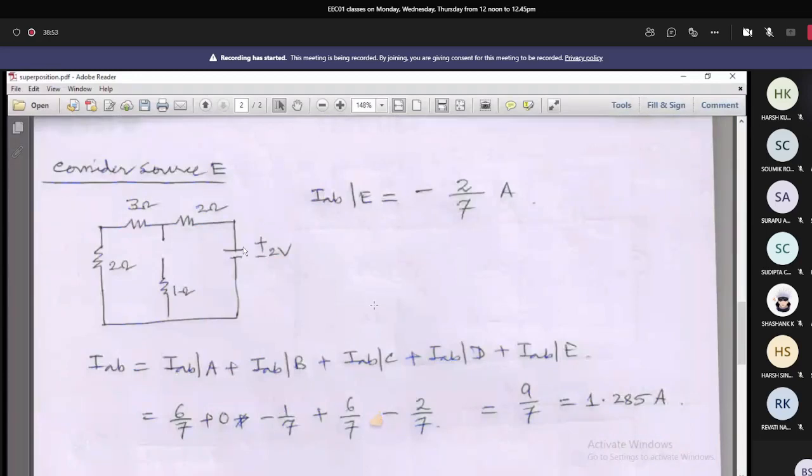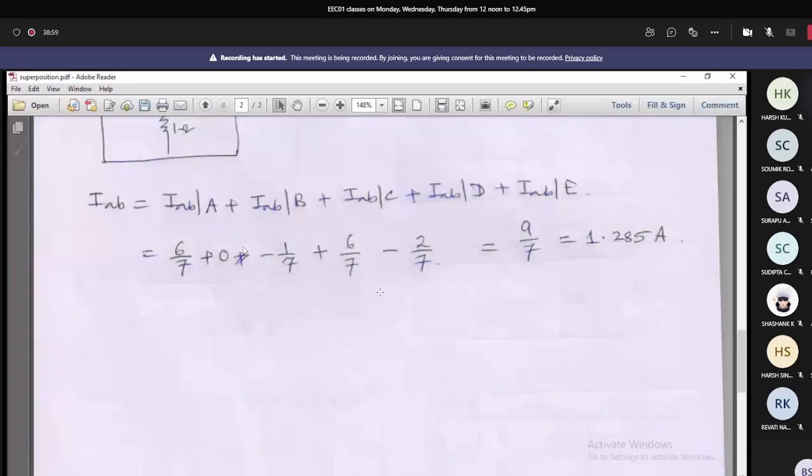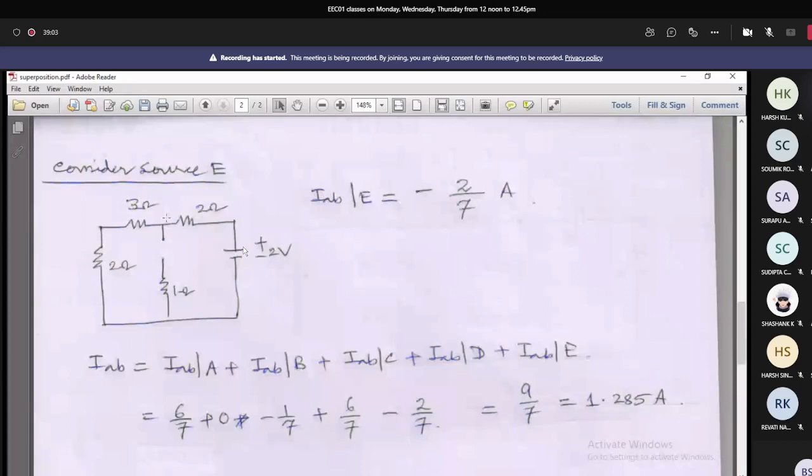So next thing is to take care of the polarity, and then you'll be able to find out the effective current through the 3 ohm resistor. Okay. So this also I have uploaded, right? I hope the superposition theorem is now clear, how we can do it, but the more you practice, the clearer it will become to you.